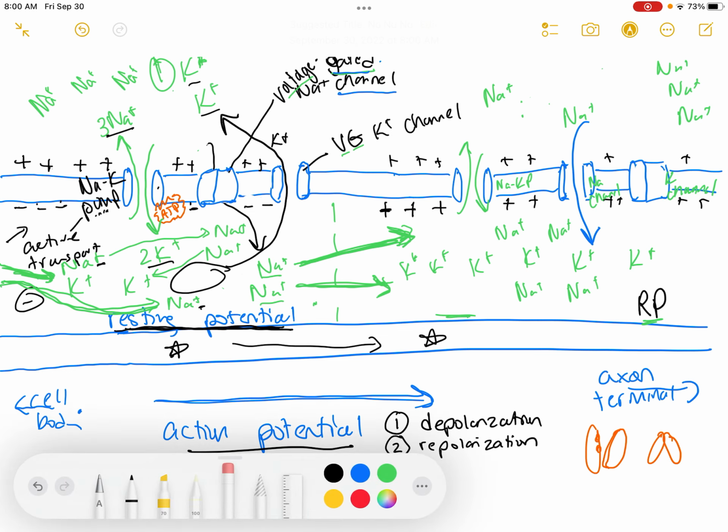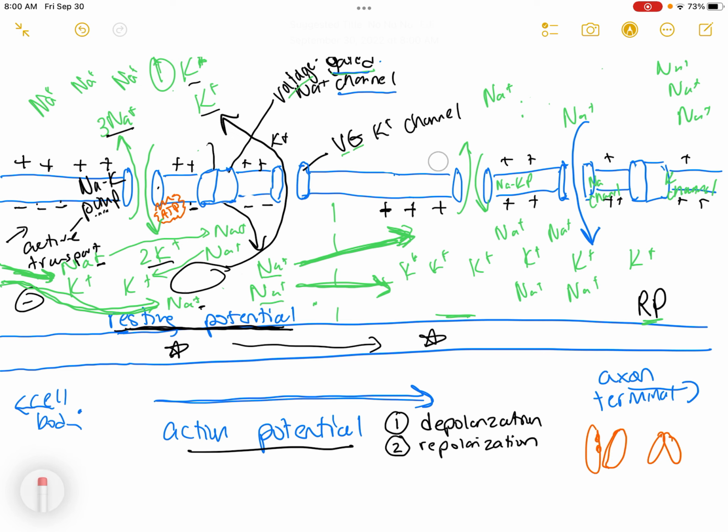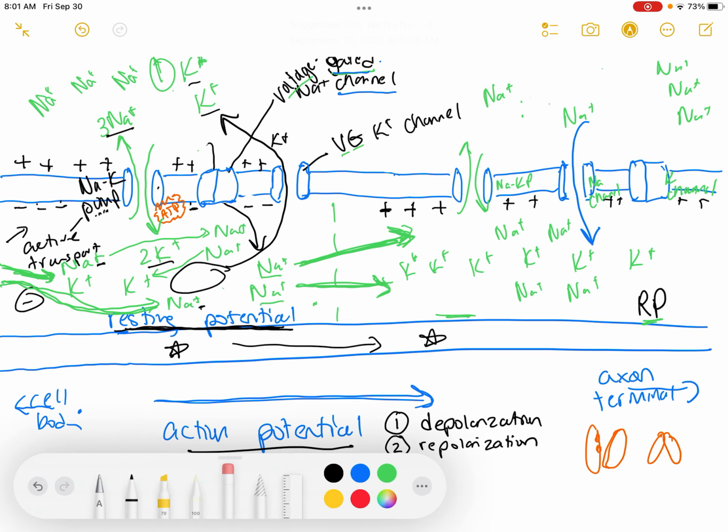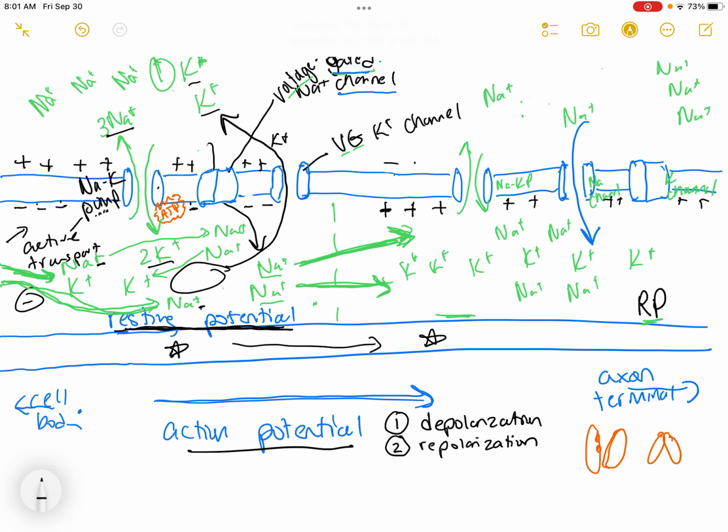And it's going to decrease, I'm just going to draw these again, it's going to decrease the distribution of charges outside. So the outside will be negative relative to the inside. And then you're going to say, okay, what is that called? And then you can say, yeah, the sodium ions coming in, that's depolarization. Okay, so you're going to think, okay, what happens next? The membrane potential just changed, became positive.